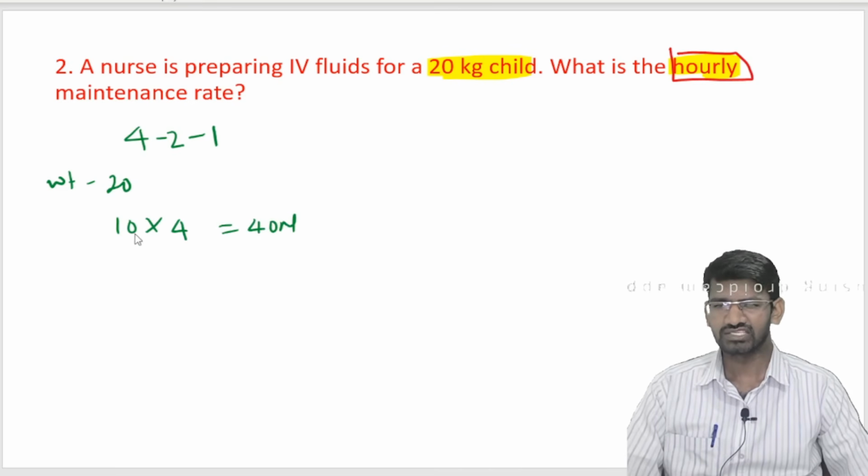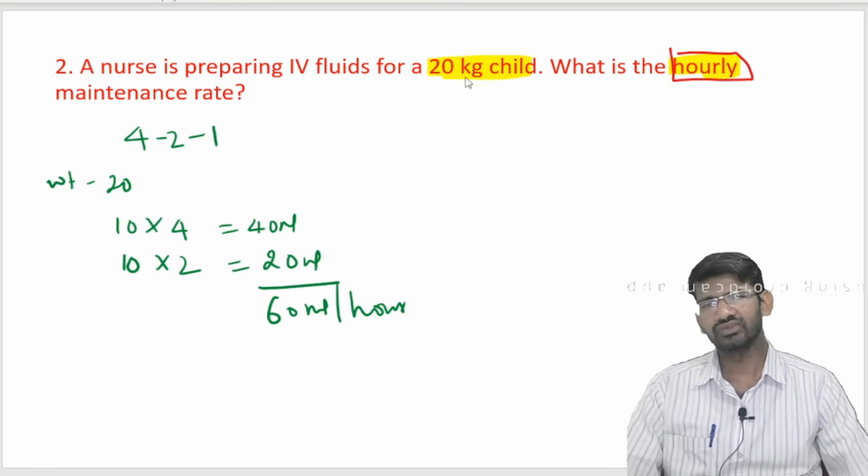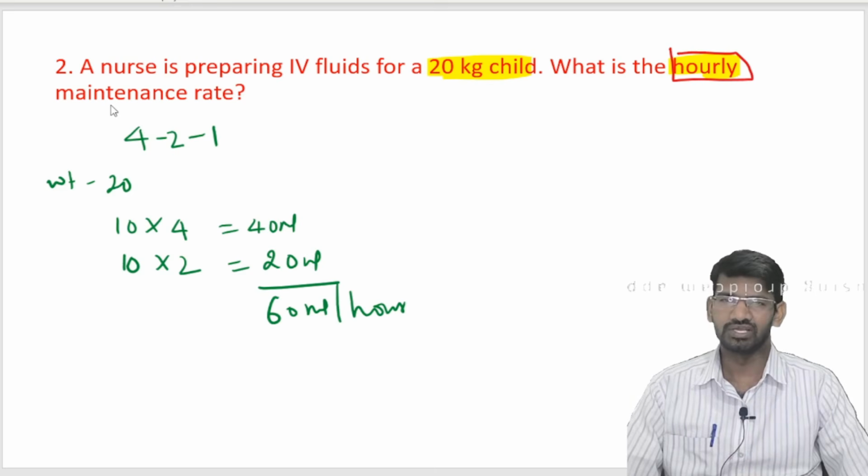Then for the next 10 kg it is 2 ml per kg, so 20 ml. So 10, 10, 20, the weight is over. What is the total amount of fluid? Here it is 60 ml per hour. When we calculate for the hourly rate, we have to remember this 4-2-1 formula: 4 ml, 2 ml and 1 ml. Remember 4, 2 plus 1.